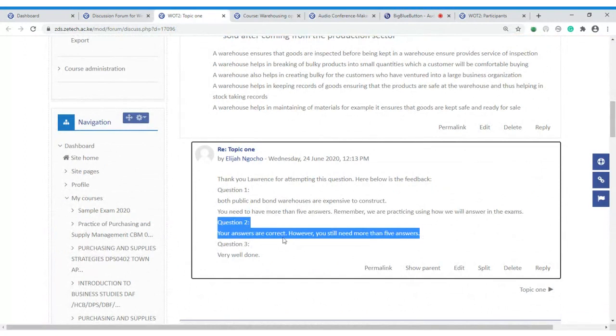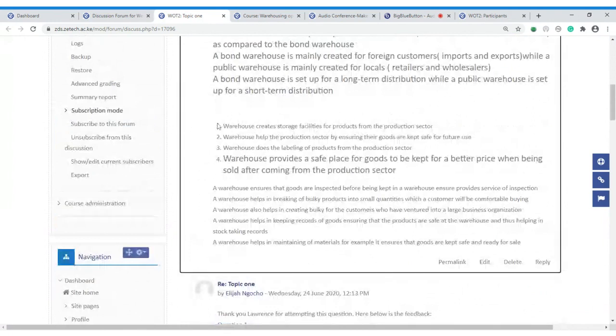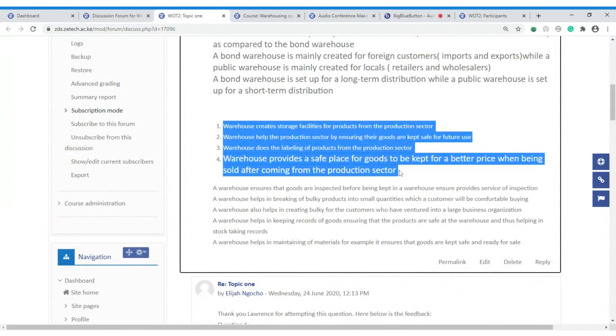However, you still need more than 5 answers because you gave 4. Here are your answers. You only gave 4. Again, you did it the way I have asked not to do. You just gave sentences. For example, number 4, warehouse provides a safe place for goods to be kept for a better price when being sold after coming from the production sector. Why don't you just write a simple point, put a hyphen, and then a simple explanation? It makes your work very easy. This is what I expect today moving forward.